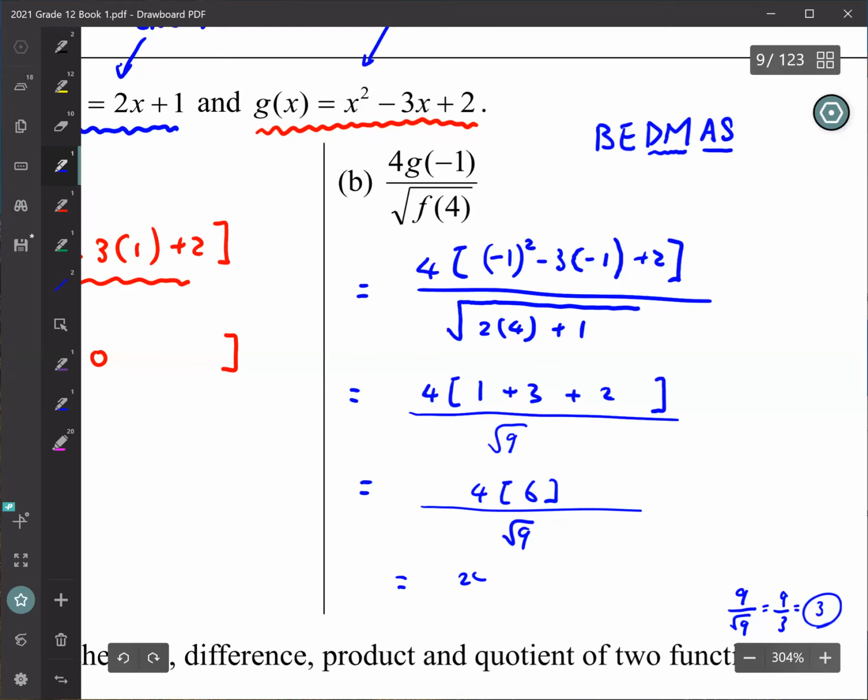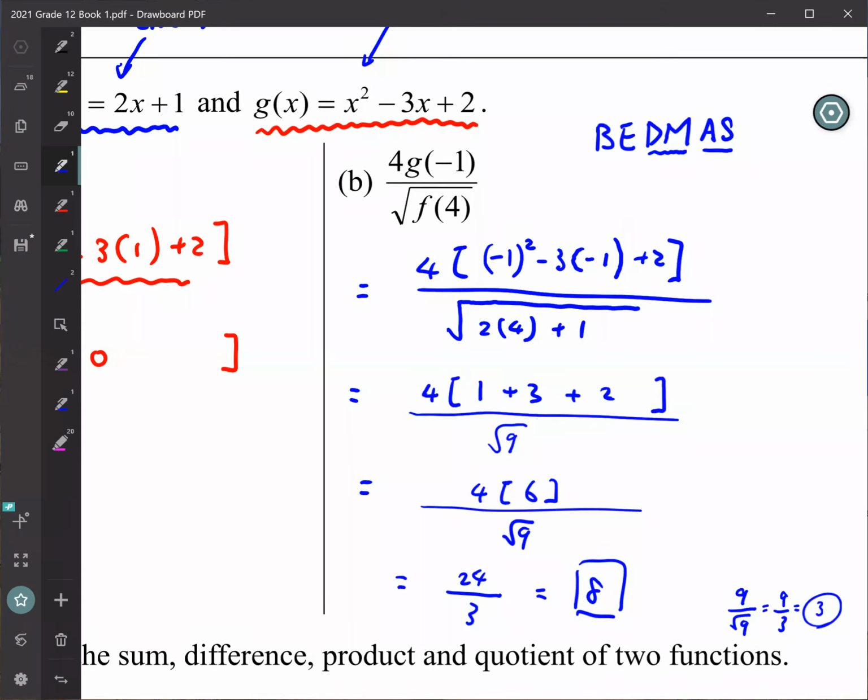24. Over, okay, what's in the denominator? Can you tell us? 3. Okay, so Marcus, we should get 24 over 3, okay? How can you complete that, Marcus? 8. Okay, so the final answer should be 8.